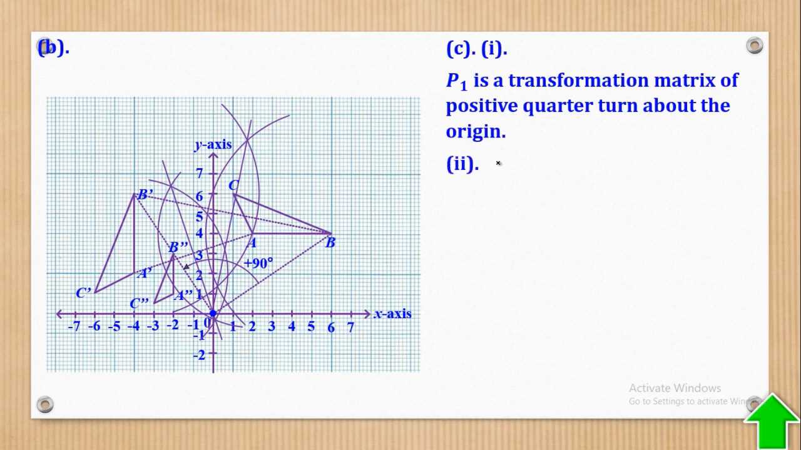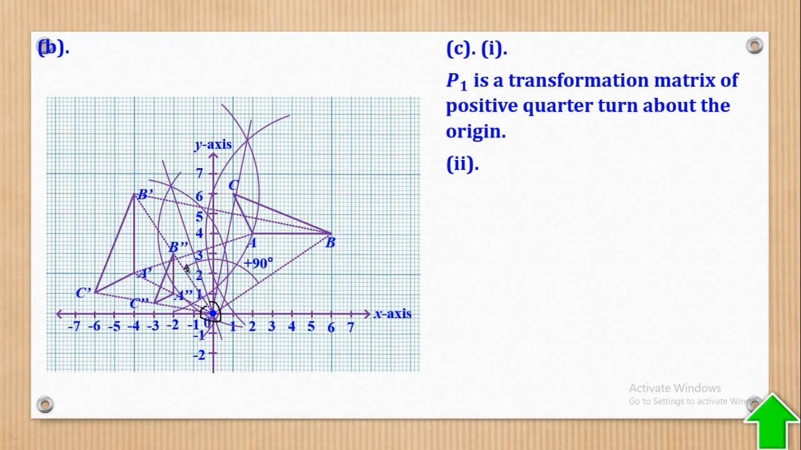What about P2? P2 is from this to this. So realize that the shape has decreased in size, meaning that it's under enlargement. So what we shall do, we shall join A to A prime to A double prime, B prime to B double prime is already there. Then also join C prime to C double prime. They all intersect at the origin. So the center of enlargement is 0, 0.